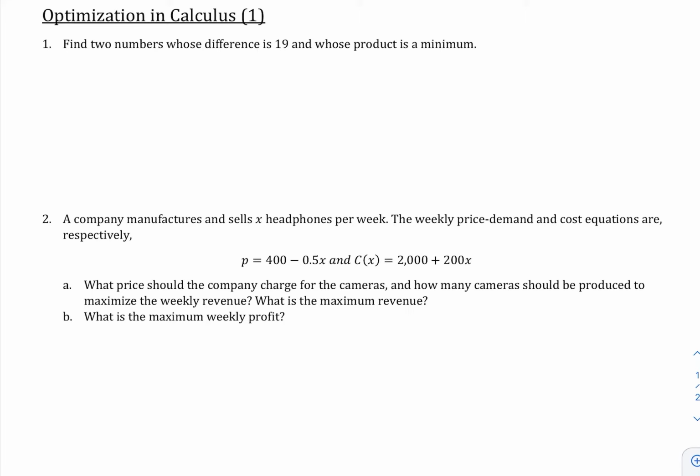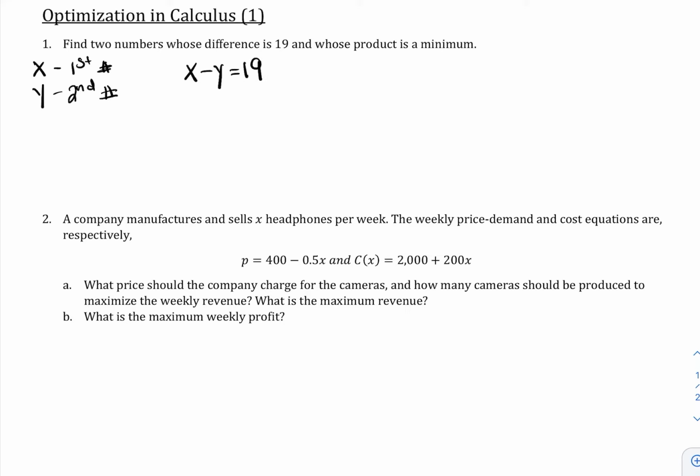A lot of times when you're working with word problems, you need to assign variables if it hasn't been assigned, and it hasn't here. So I'm looking for two numbers, so I need two variables. I'm going to call them x and y, but you could call them smiley face and angry face. It doesn't matter. I'm going to let x represent the first number and y represent the second number. I know their difference is 19, so the difference is a subtraction. So x minus y is equal to 19.